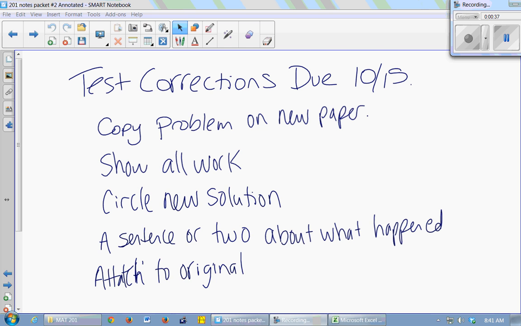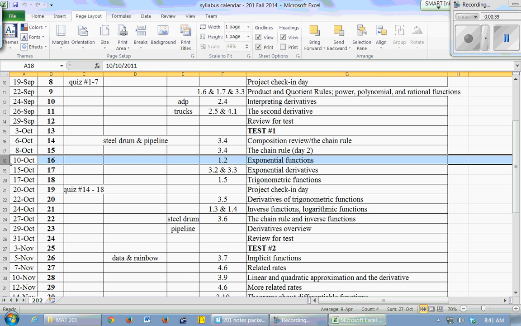Okay, and then just a quick look at the syllabus so you can see what else is coming up. We're going to talk about exponential functions today, so there's actually not much calculus happening today. This is one of those embedded review days. So we'll review exponential functions right before next class, which we're going to talk about exponential derivatives.